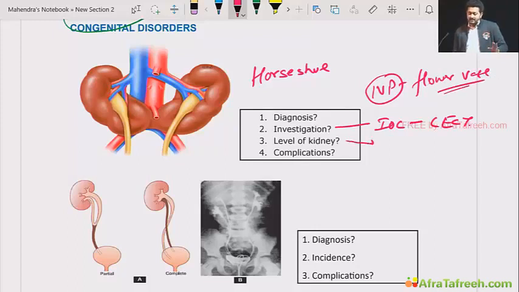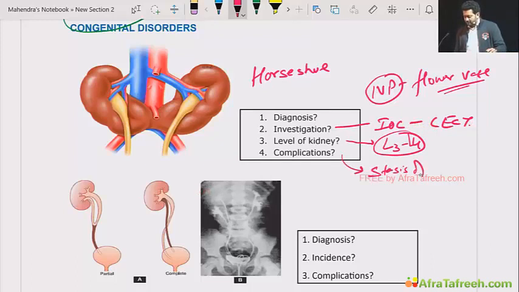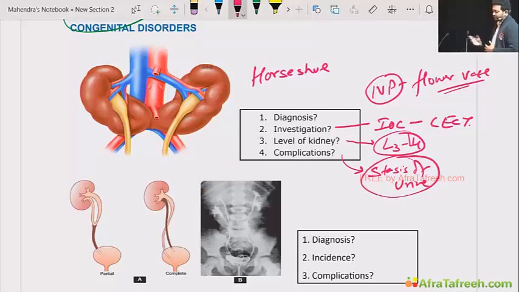At which level is the ascent stopped? At the L3-L4 junction, the kidney does not go up. So there is failure of ascent of the kidney and fusion of the poles. Complications: there can be stasis of urine, and because of stasis of urine, there can be recurrent UTIs, hydronephrosis, and stones. All these things are seen.